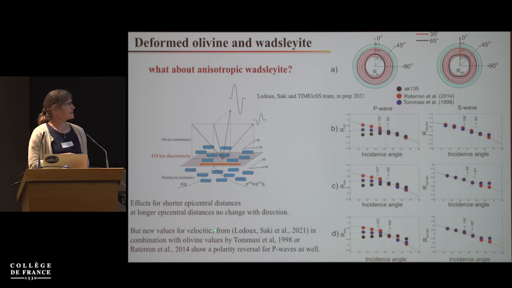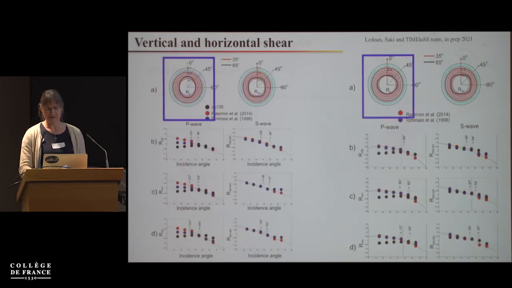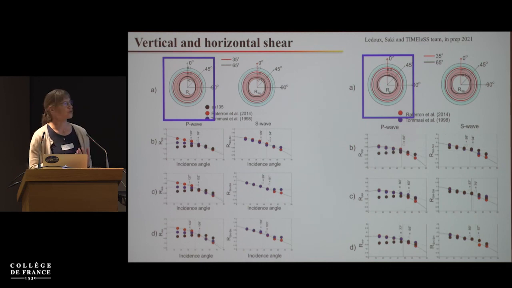The other interesting thing is that these new values for the velocity, if we use these values from Estelle together with the values from Andrea and from Ratteron, then they seem to really help to explain the opposite polarity variations that we see in seismic data, and I'll show this in a moment. But first, going back to vertical and horizontal shear, you can actually distinguish between vertical and horizontal shear, but only at the short distance seismic data. And that's a problem because we don't really look at those short distance seismic data.